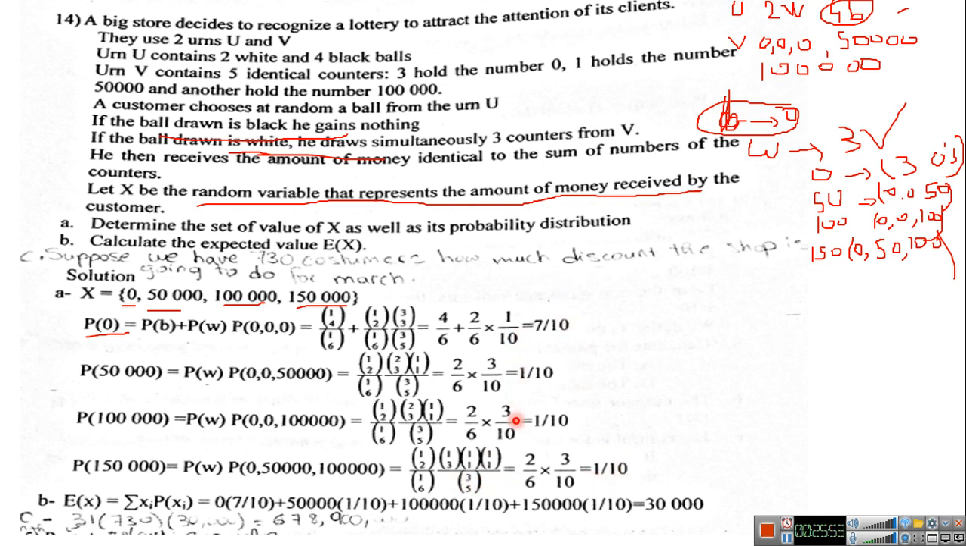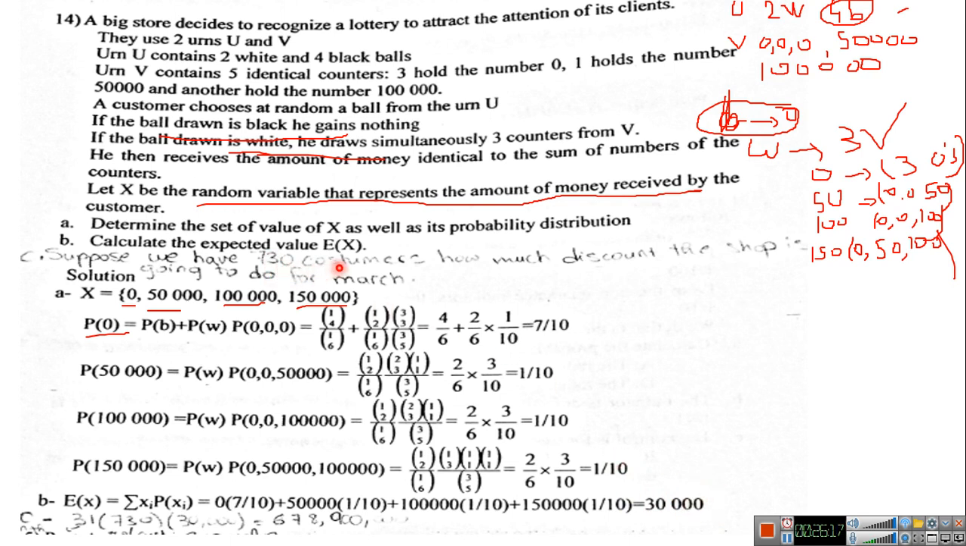So if you make the sum here, it will be 1. What is the expected value here? Expected value: 0 times 7/10 plus 50 times 1/10 plus 100 times 1/10 plus 150 times 1/10. So it's 30,000. So it's expected for every client to get, for example, a deduction of 30,000 Lebanese lira.